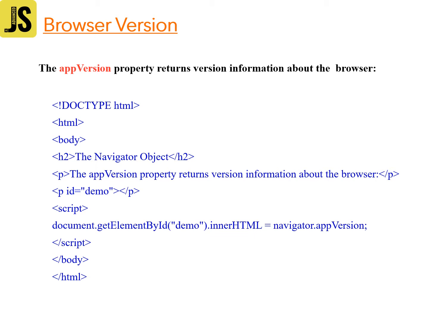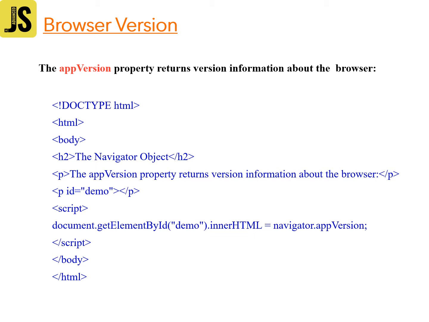Here we have an example code with the doctype HTML. In the body of the HTML, we have a header for the navigator object. Then the appVersion property returns version information about the browser, which is the text in the corresponding paragraph. After that, we have a paragraph with ID equal to demo, and there will be no text in this particular paragraph, and the paragraph is closed.